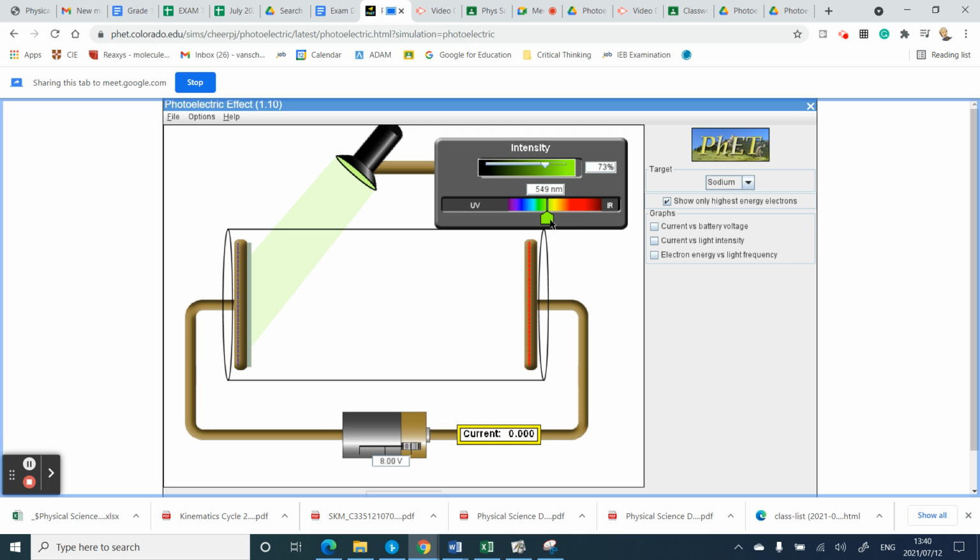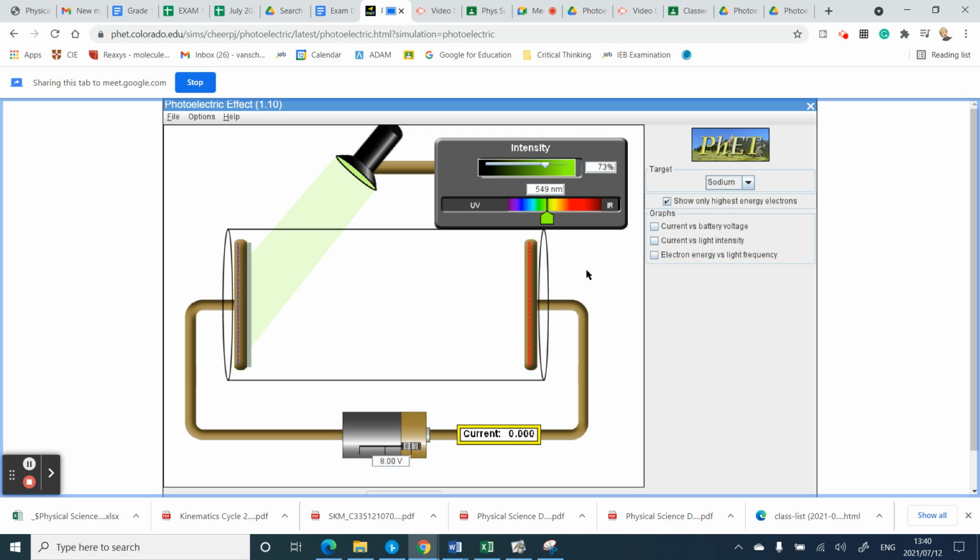Yes, ma'am. Please tell me, why will this green light still not emit an electron? The minimum energy required to emit an electron isn't met. Okay, I like the way you say it. The minimum energy that the electron requires is not met. What do I call that minimum energy? The work function. Good. So we haven't met the work function, so it's not going to help.